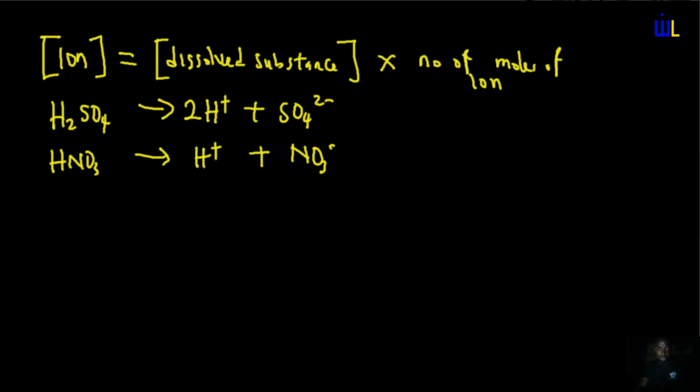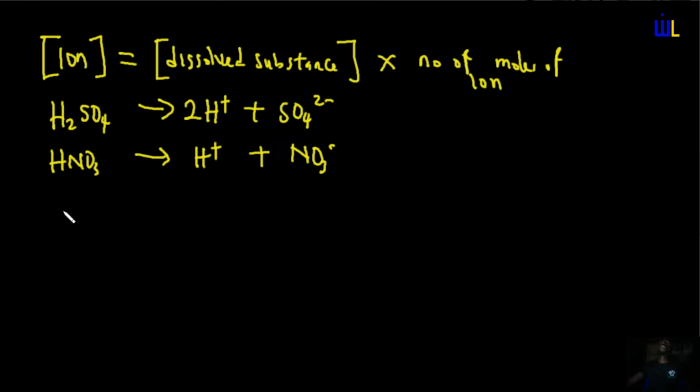Now, the most important thing you need to take note of is the formula I wrote: once you are looking for the concentration of an ion, you do the dissolved substance times the number of moles of the ion. Okay, so let's do this. Now, if I am looking for the concentration of hydrogen ion in H2SO4, how do I find it? I think it's quite simple to solve.